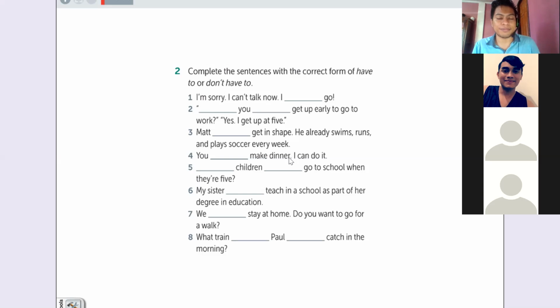Number 7. We don't have to stay at home. Very good. We don't have to stay at home. Do you want to go for a walk? Excellent. That's great. And the last one.